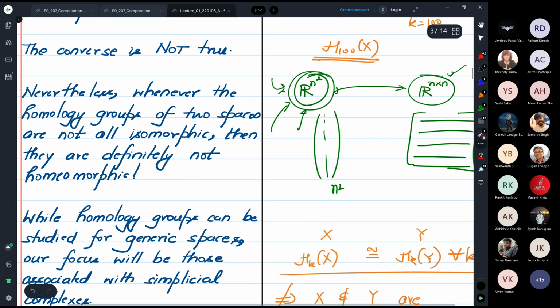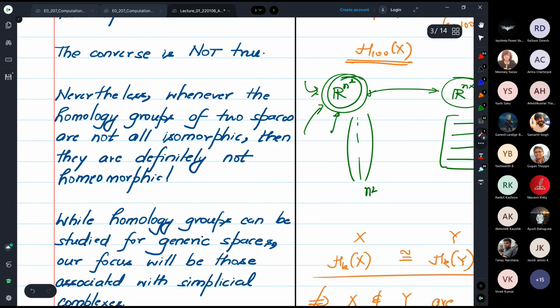Nevertheless, the use of homology groups is that, by showing that not all of the homology groups of x and y are isomorphic, one can conclude that x and y are not homeomorphic.